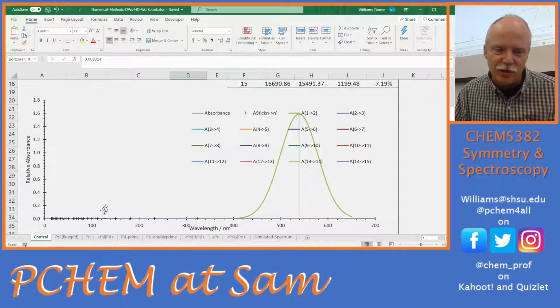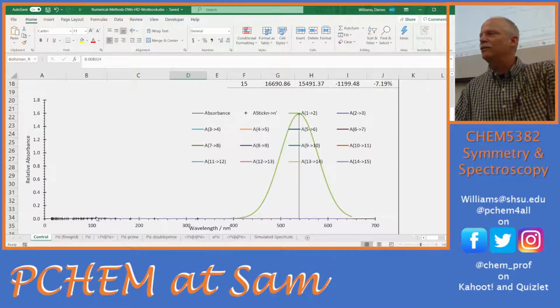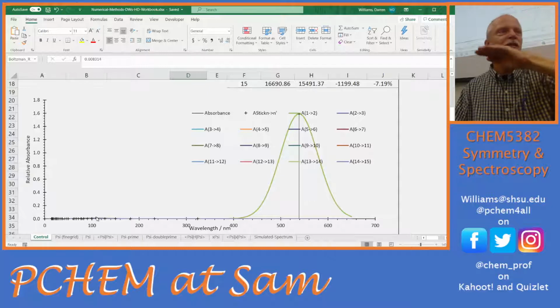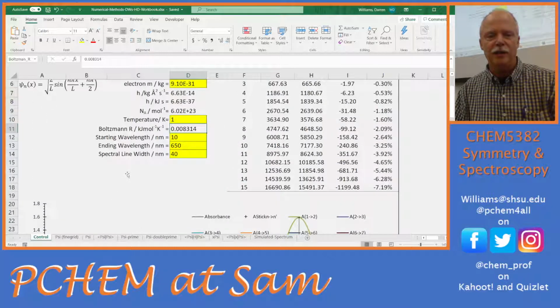We still have an overtone over here. You can't really see it, but it's there because it's the 1 to 4 transition. It's still in the n equals 1 starting state.